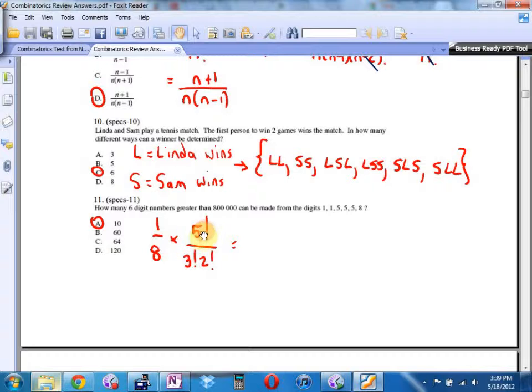5 factorial with 3 5s and 2 1s. That's how many ways you can mix up these remaining ones. It's a word, right? With 2 letters and 3 letters. This was also a surprisingly tricky one. I don't think I'm going to throw one quite that yucky on your test.